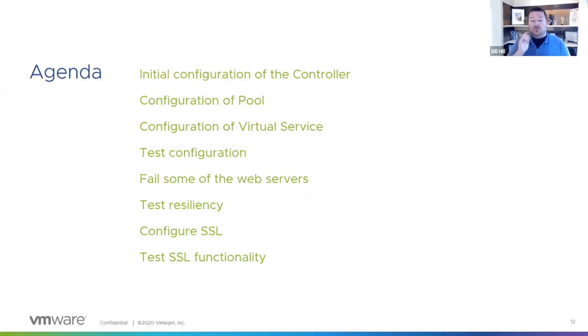So what I want to do is cover the initial config of the controller. It's already been deployed. It's just waiting for that config. We're going to configure a pool and a virtual service. We're going to test that out. Then we're going to have some failures, and we're going to test that resiliency. And then we're going to configure SSL and test that functionality. This should allow us to get a sense of what the UI looks like and show some of the basic functionality we're expecting out of a load balancer.